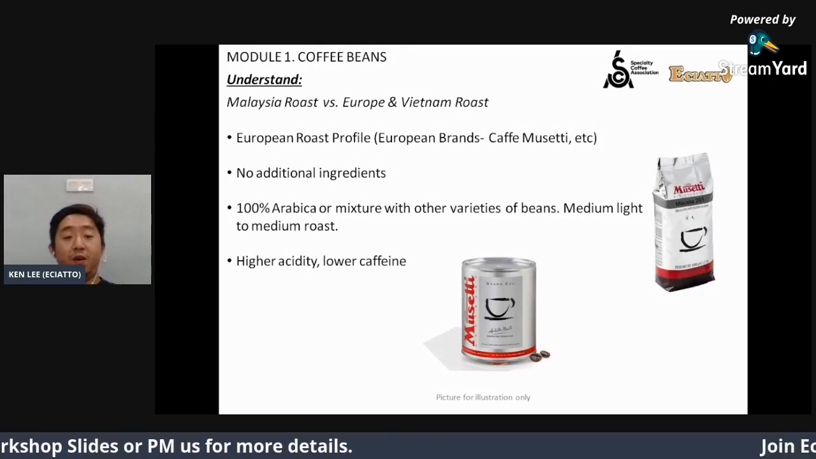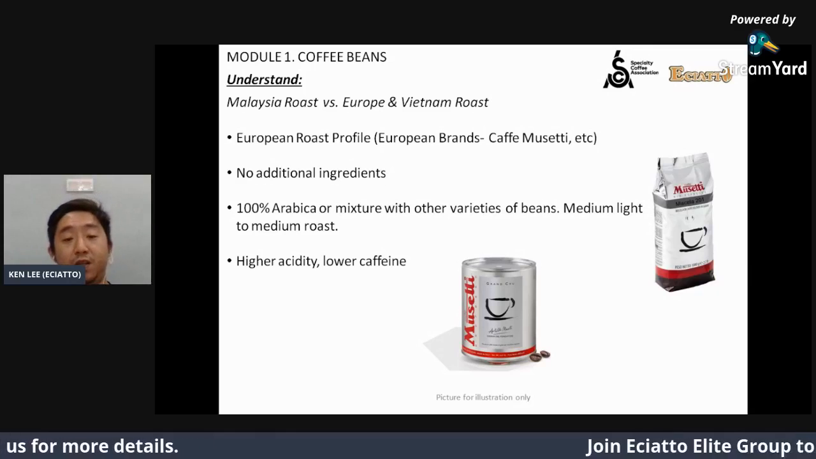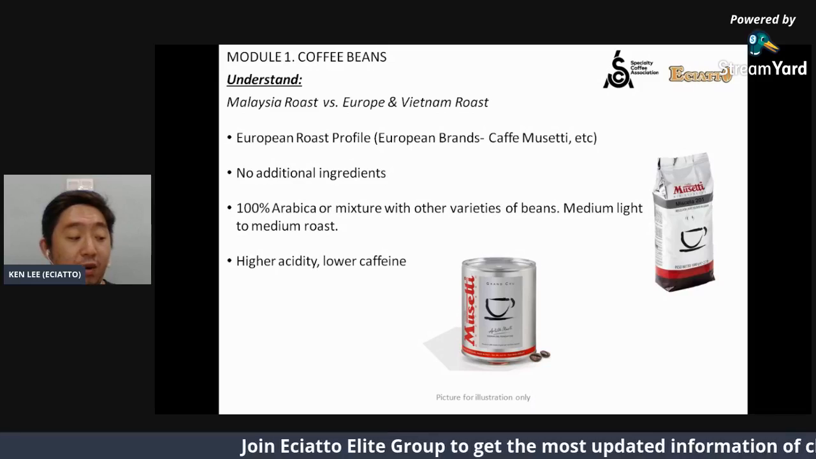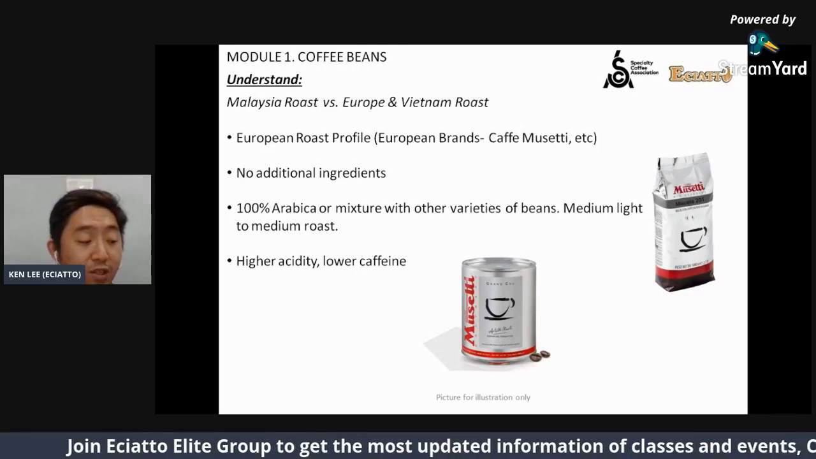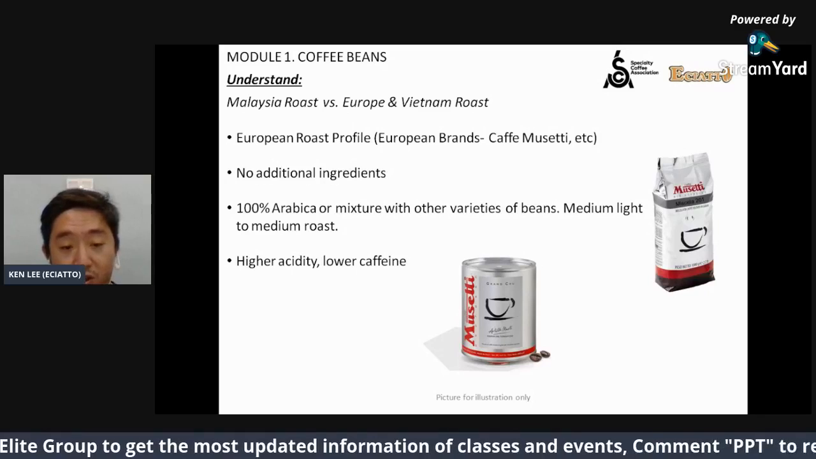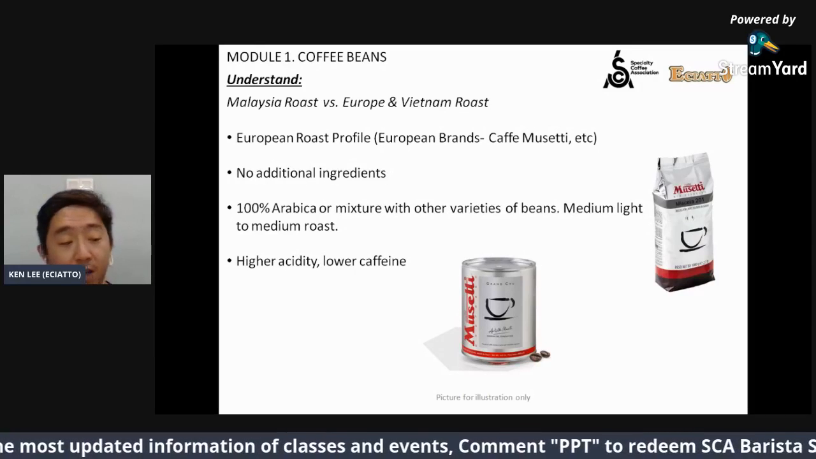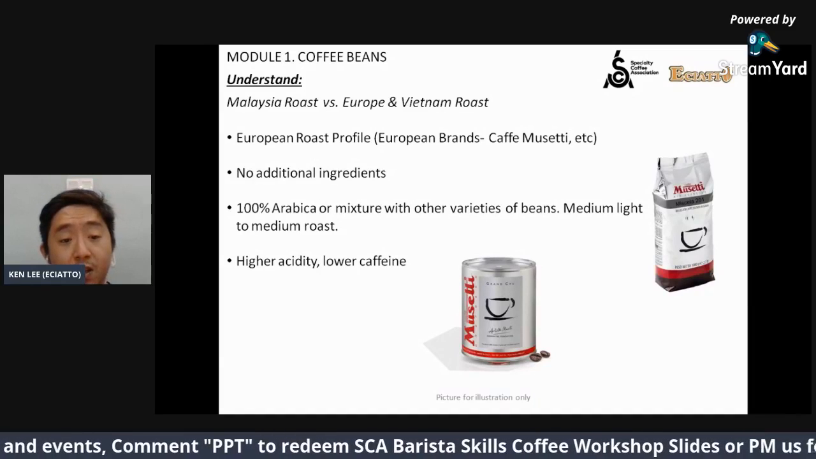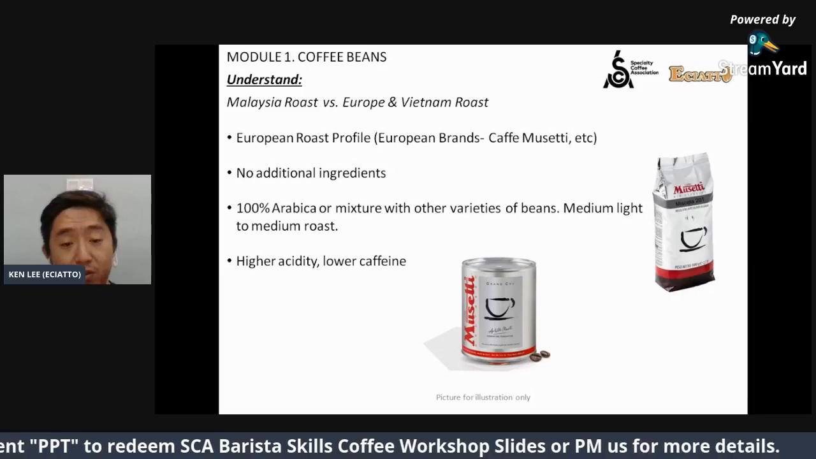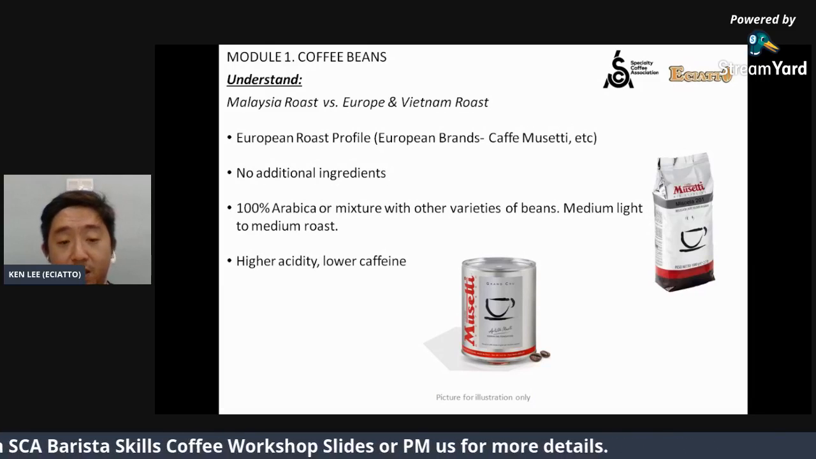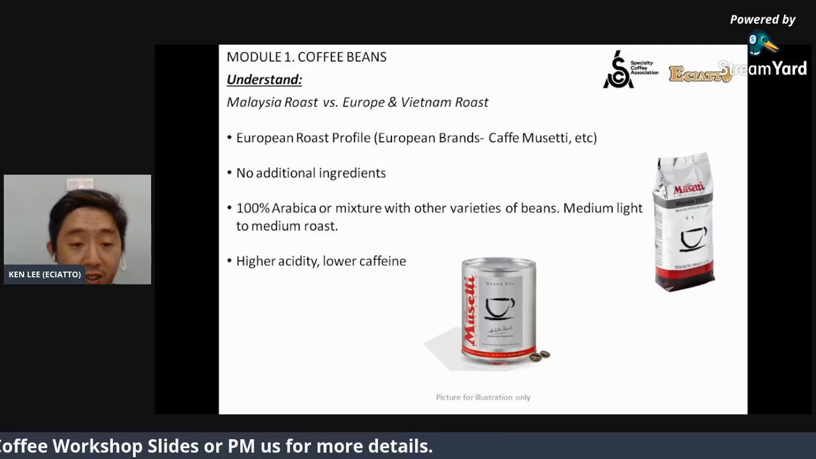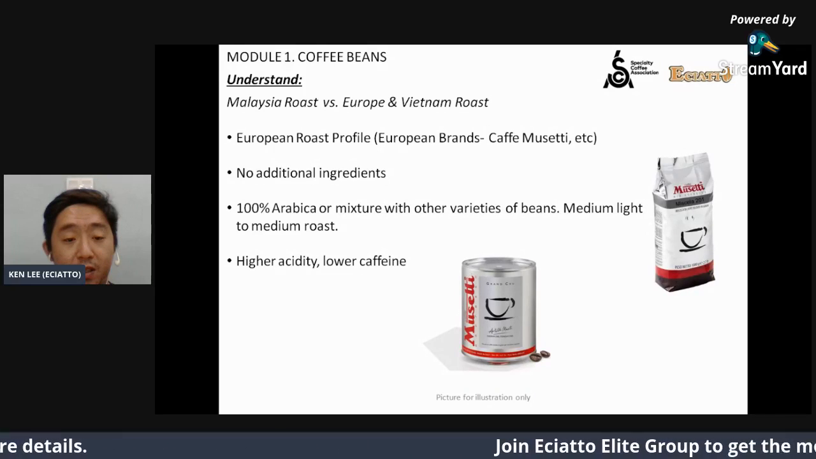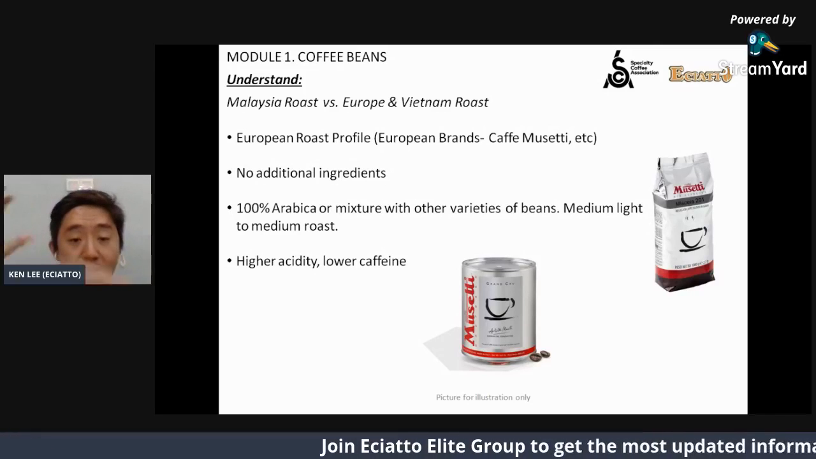And other than Malaysian roast, we have Italian coffee beans, or what we commonly call Italian blends. The one that we carry for Eciatto is called Musatis. They have actually been roasting for more than 100 years in history. So commonly Italian roast or French roast or any imported coffee beans will have a certain blend that's small to medium dark roast.